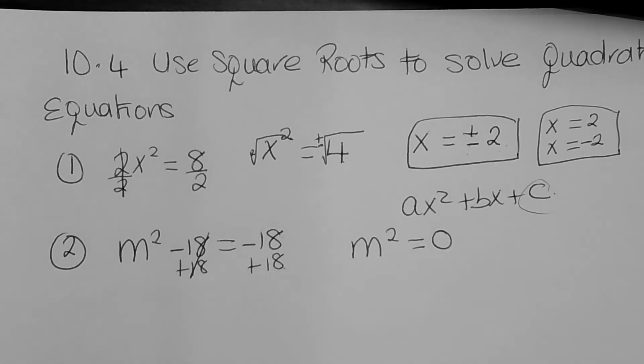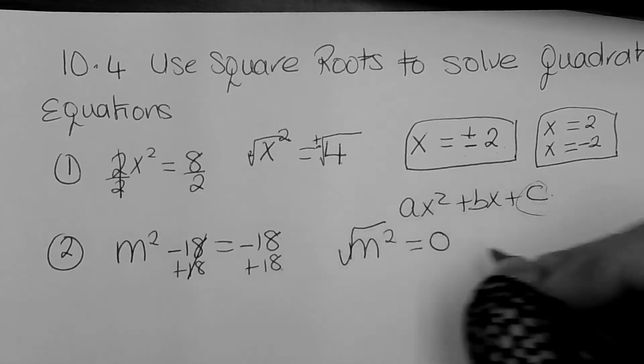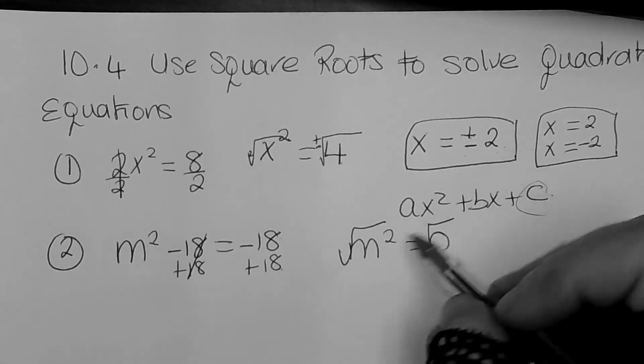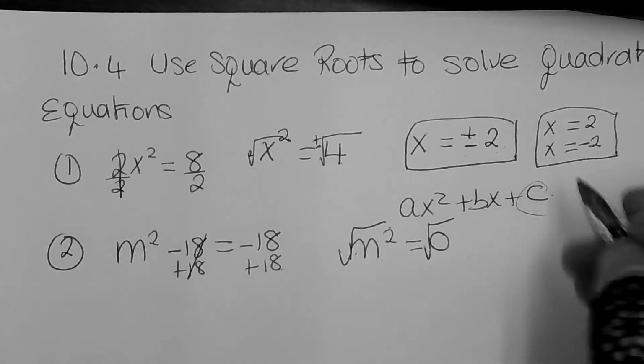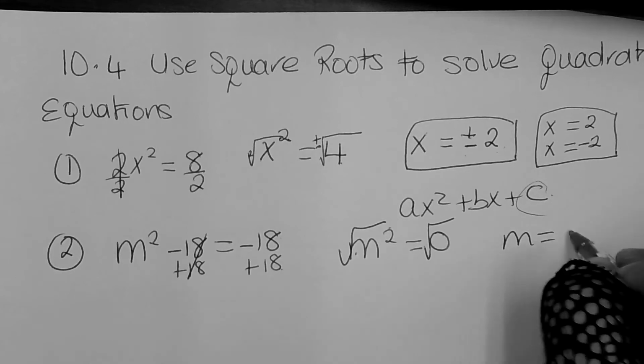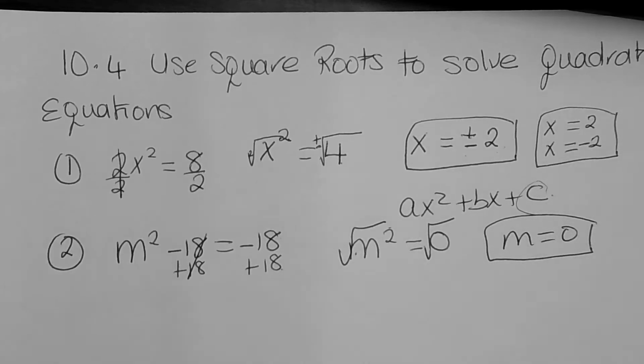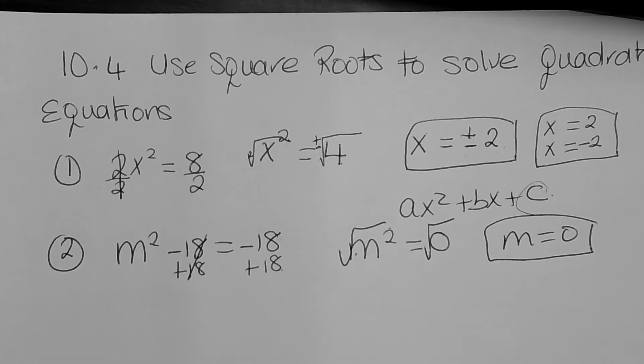And 0 is a special number, because with 0 we don't say plus or minus. So in this case, instead of having 2 solutions, we are only going to have 1 solution. So we take the square root, and the square root of 0 is just 0. So here's that special case where we end up with 1 solution.